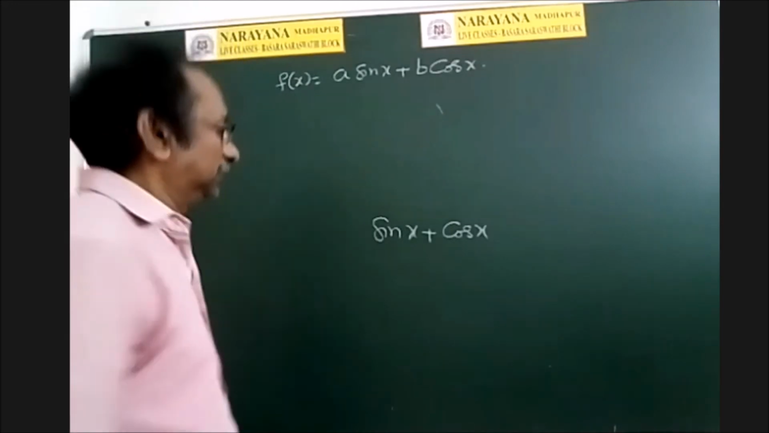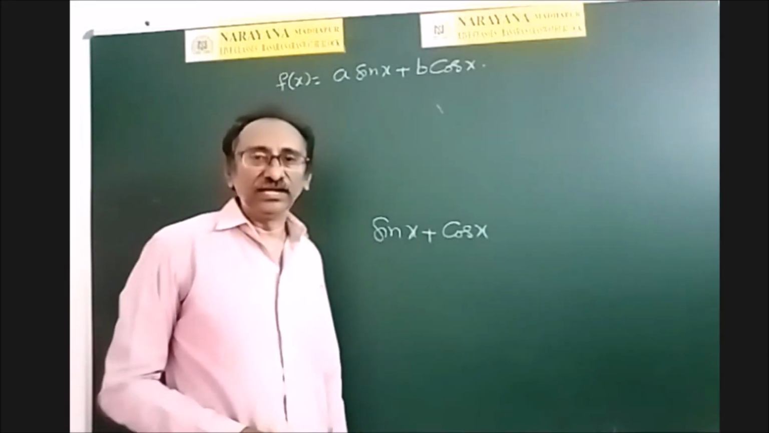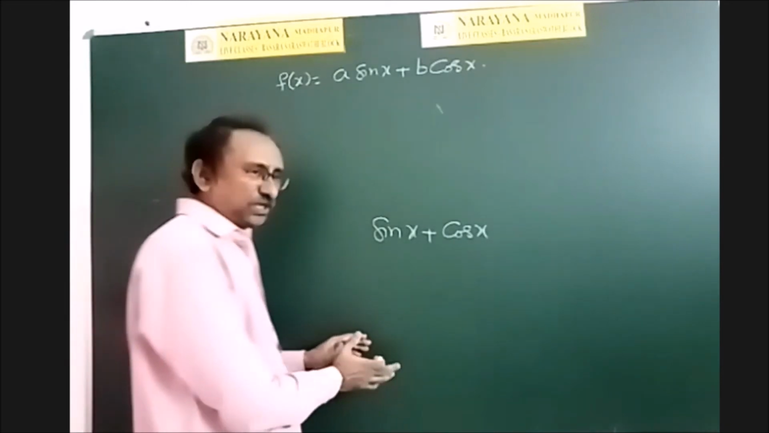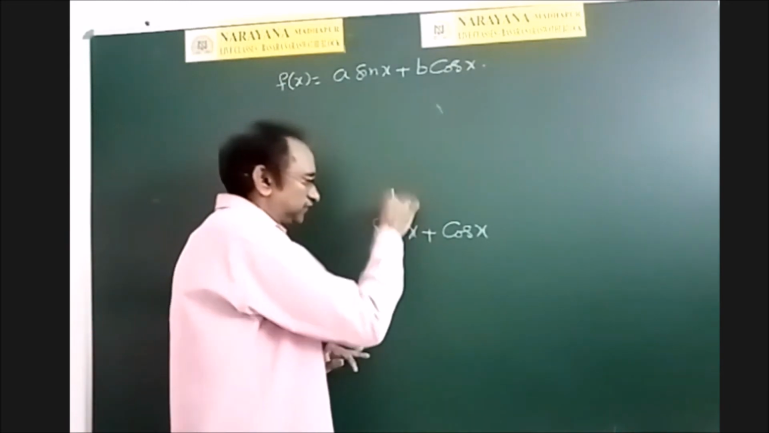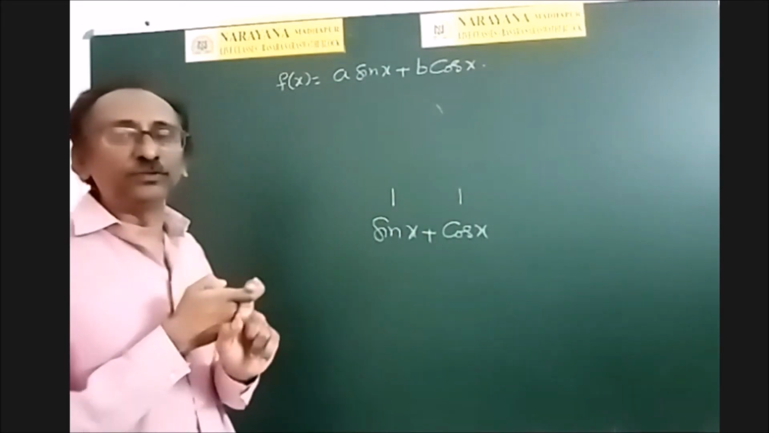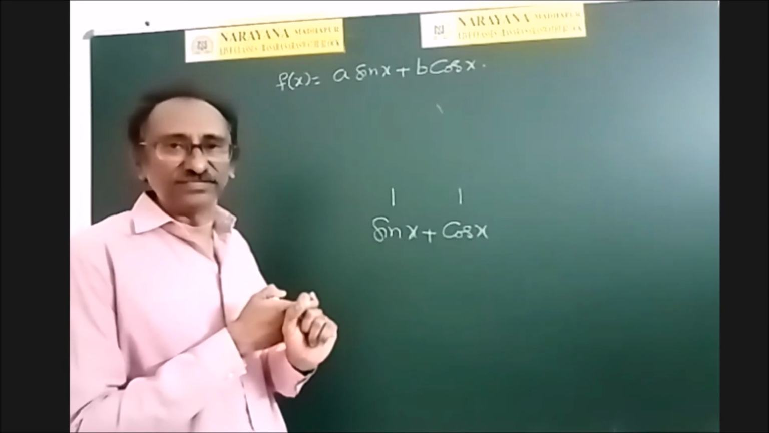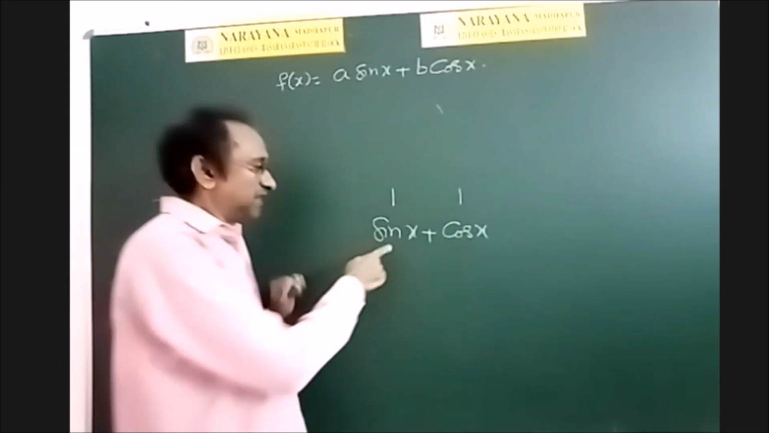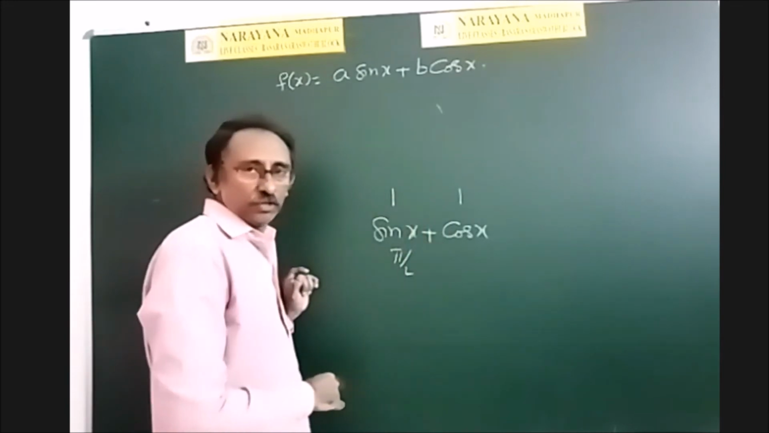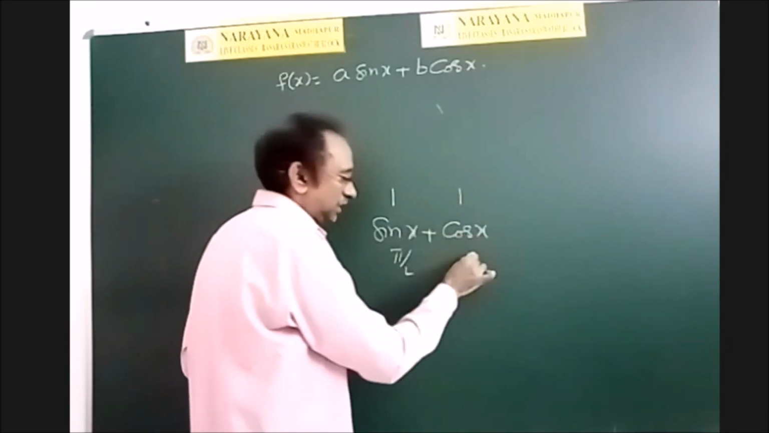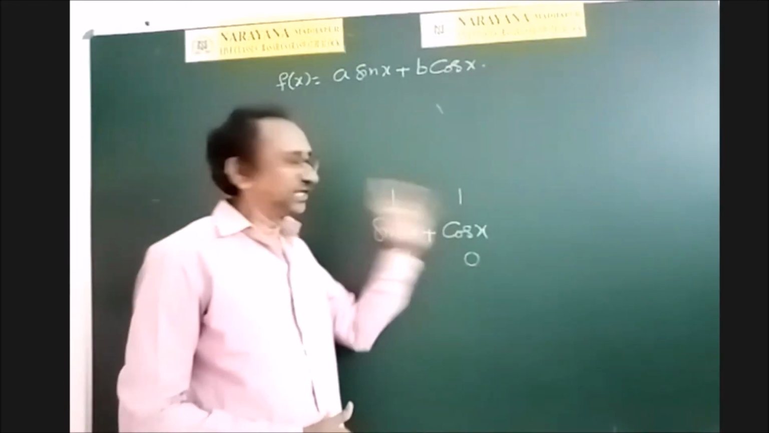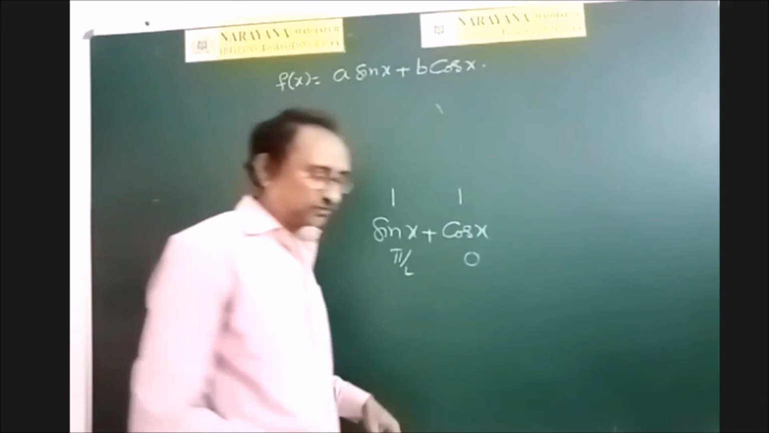So let us see. You cannot say that its maximum value is 2. Suppose a person says, sir, we just discussed that the maximum value of sin x is 1 and the maximum value of cos x is 1, so its maximum value is 1 plus 1, 2. You cannot say like that, because the maximum value of sin x occurs at x equal to pi by 2, and the maximum value of cos x occurs at x equal to 0. At the same number, you are not getting 1, 1. So you cannot say the maximum value is 2.